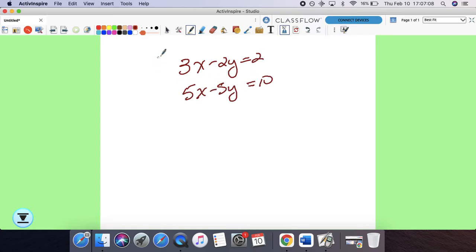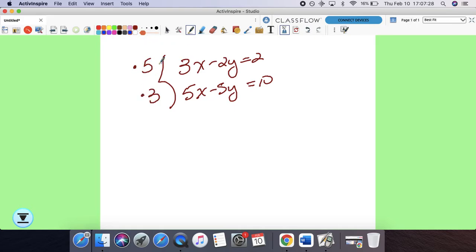So in this one, again, if you pick either the x's or y's, pick one first. Doesn't really matter. I'm just going to keep with the x's. So the least common multiple is 15. So I'm going to multiply the top line by 5 and the bottom line by 3. This way my x's equal 15. So let me write that times 5 and the second line times 3.